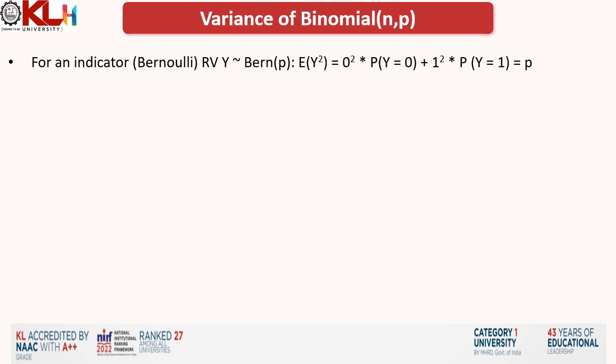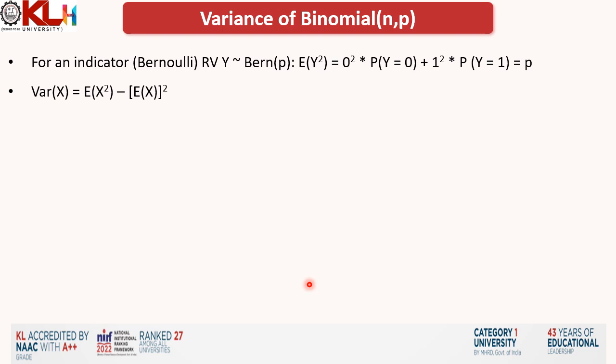Now let's look at the variance of the binomial distribution. So for variance, we need the expectation of the square of the random variable. So let's first look at the expectation of the square of a Bernoulli or an indicator random variable. So E of y square is 0 squared times P of y equal to 0 and 1 squared times P of y equal to 1. This term disappears and you get p.